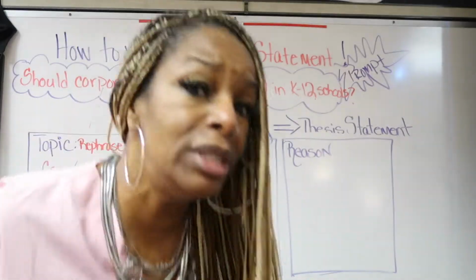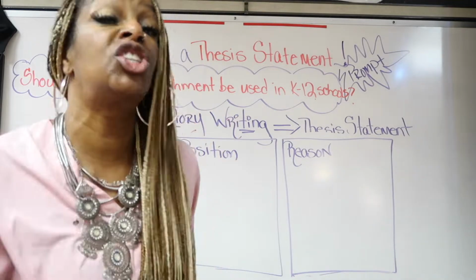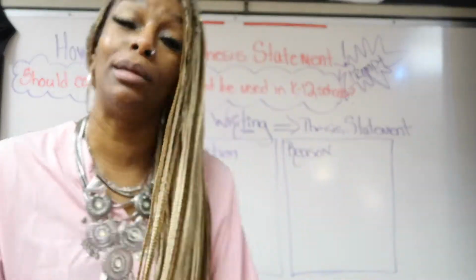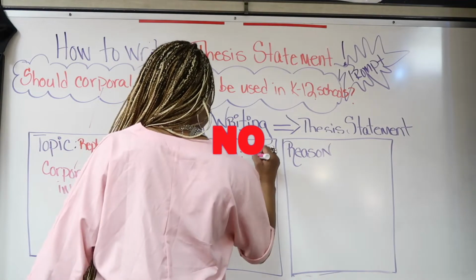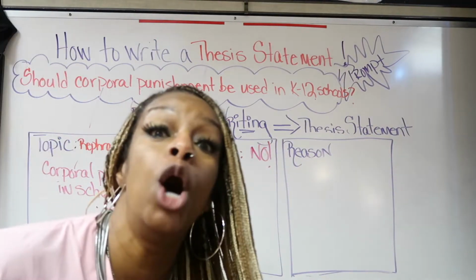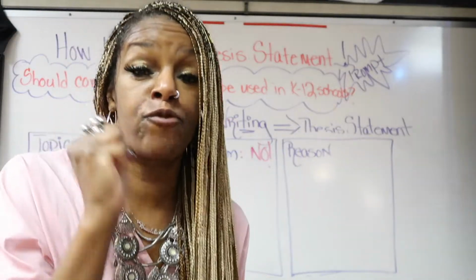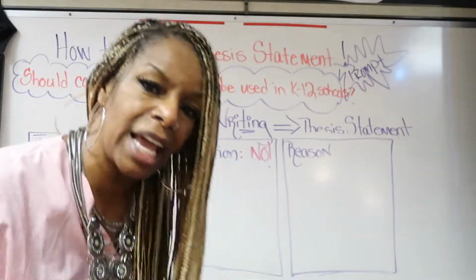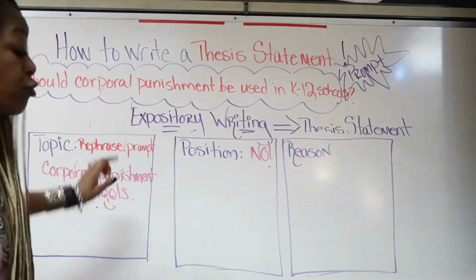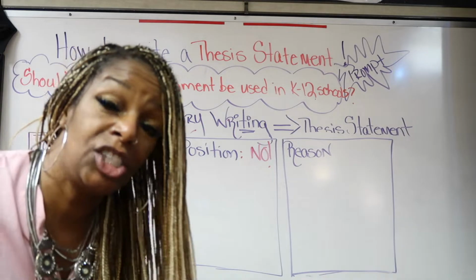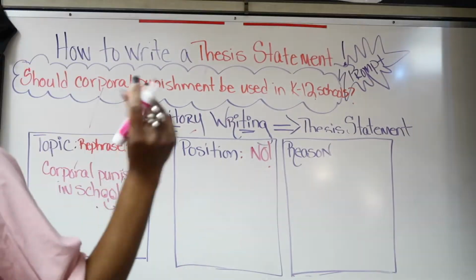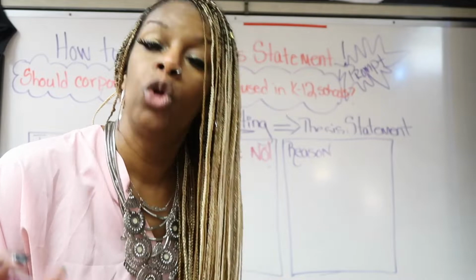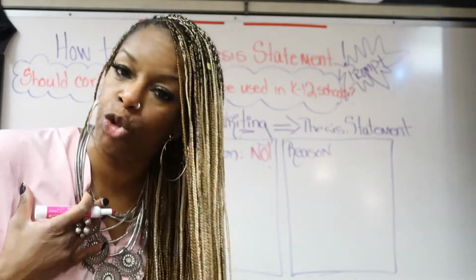So what is your position? Do you agree or do you disagree that corporal punishment should or should not be in school? I'm going to say, since I'm a teacher, I'm going to say no. Then I'm going to rephrase my position by restating my position. So this is the second step. We rephrased the topic, then we stated our position. Now we're going to write our position. Corporal punishment should not be used in school. That is not our thesis statement. That is just our position, our belief, our take on the situation.